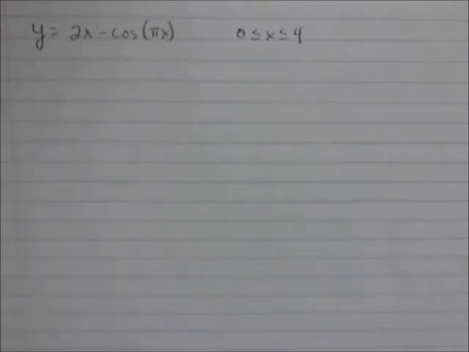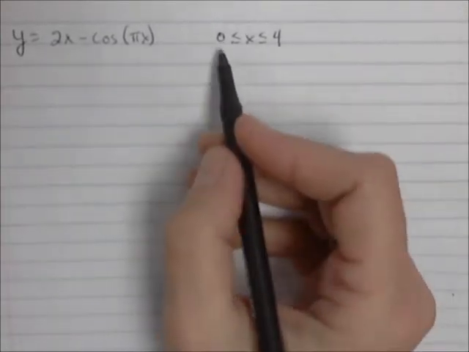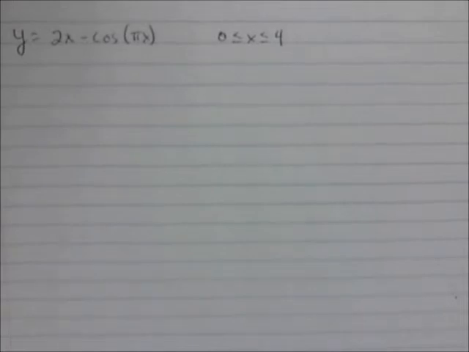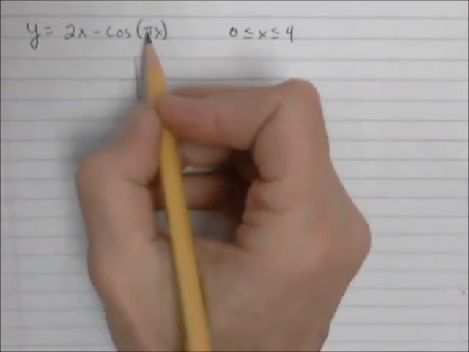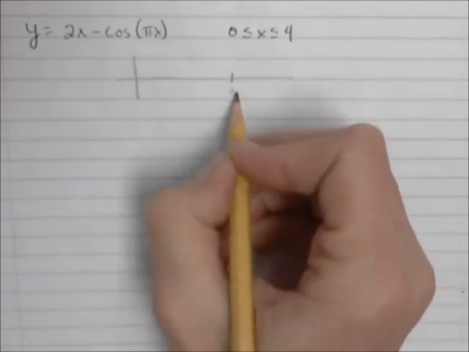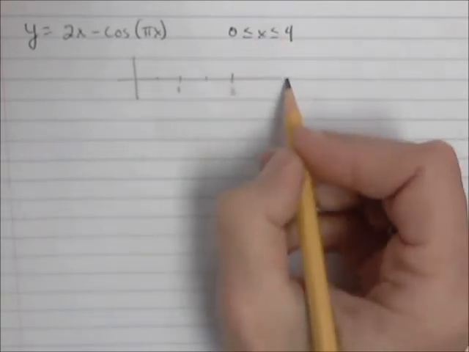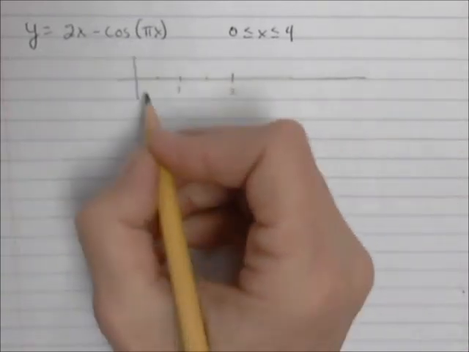The next example we'll do is y equals 2x minus cosine of pi x. And this time the domain is x between 0 and 4. So the first thing I'm going to do is sketch a quick graph of the negative cosine of pi x and see what that looks like. So in this case, the period is 2 pi over pi, which is 2. But they want us to go all the way out to 4, so I'm going to have to graph 2 full cycles of this negative cosine curve.